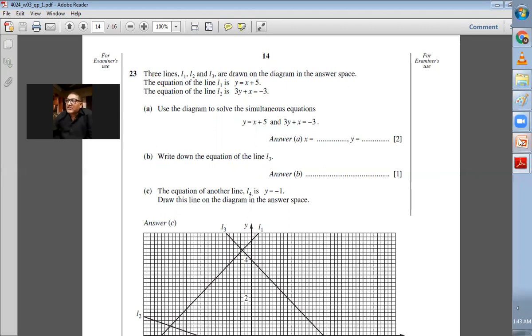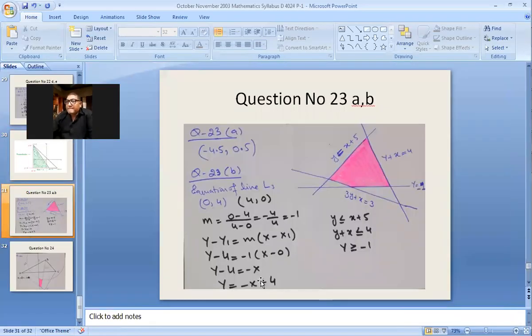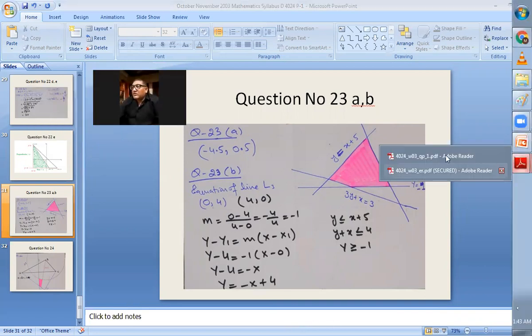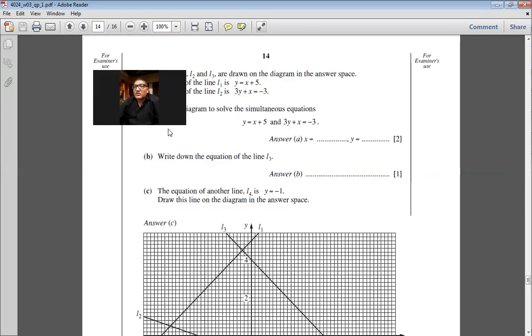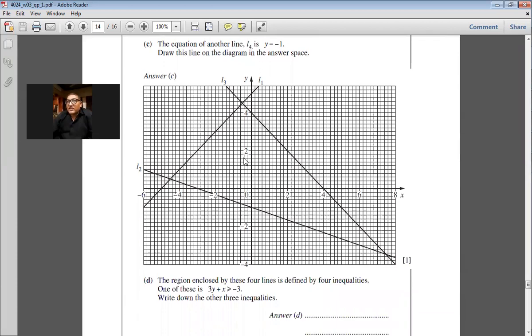So I've done this on paper. Let me show you my work. Okay. Let me go back to the question. Use the diagram to solve the simultaneous equations. These two graphs are already drawn here. So let me bring it in.